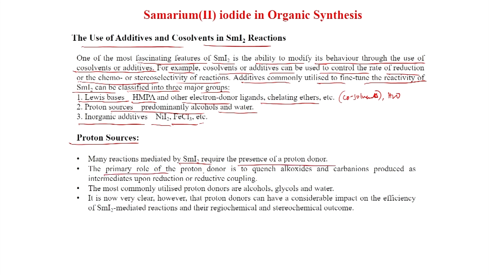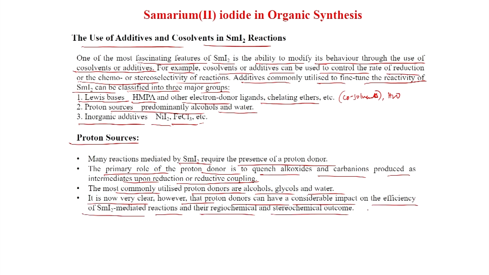The primary role of the proton donor is to quench alkoxide and carbanions produced as intermediates upon reduction or reductive coupling. This we have seen in the halide reaction with samarium iodide, that you need a proton source to quench the alkoxide or carbanion. The most commonly utilized proton donors are alcohols, glycols and water. It is now very clear, however, that proton donors can have a considerable impact on the efficiency of samarium iodide mediated reactions and their regiochemical and stereochemical outcome. So, that means there is more effect of this proton source. Sometimes they actually increase the reactivity of the samarium.